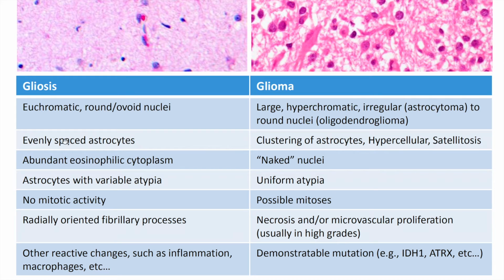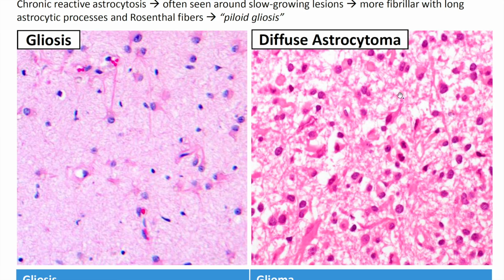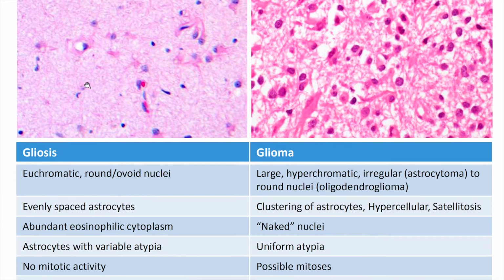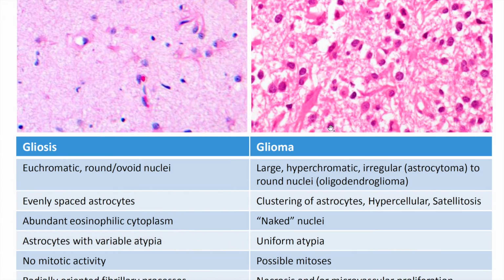For gliosis, you have evenly spaced astrocytes, abundant eosinophilic cytoplasm, astrocytes with variable atypia, no mitotic activity, and then radially oriented fibrillary processes with other reactive changes. For a glioma, however, you can have clustering of the astrocytes, hypercellularity, satellitosis, naked nuclei, uniform atypia, and possible mitoses. So a lot busier on this side, versus the reactive gliosis looks less worrisome to my eye, at least.